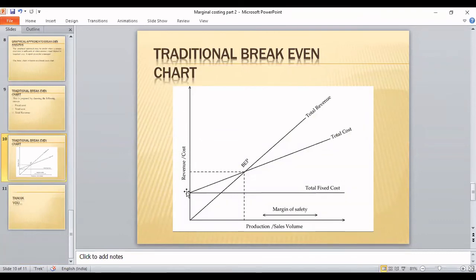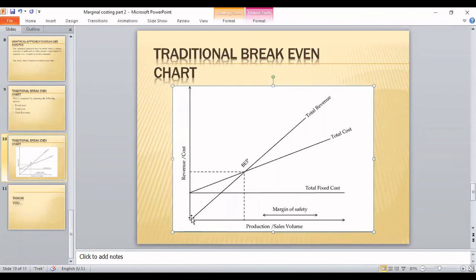So this is your revenue line. This is your total cost. See the total cost here. As I said, total cost includes two things. It includes your fixed cost and also variable cost. So your total cost cannot become zero. Can you see it starts from here? Your total cost never becomes zero.